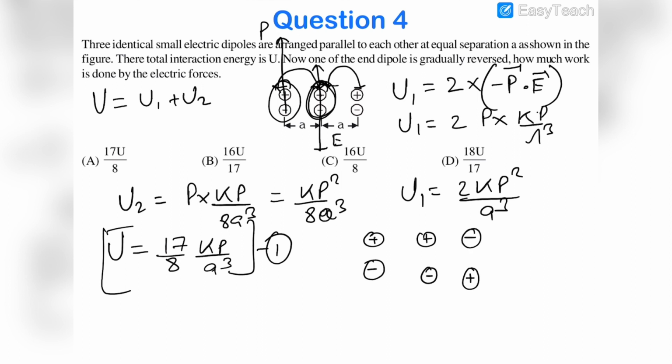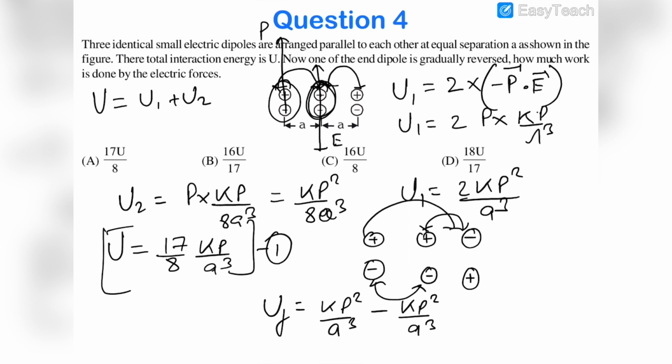Let us see the situation if we have reversed any one dipole, this one, like that. So the final interaction energy U final will be equal to, this energy will remain the same, so it would be kP square by a cube, and this energy would now be negative of kP square by a cube, and this energy would also be minus of kP square by 8a cube. So U final will be equal to minus kP square by 8a cube.